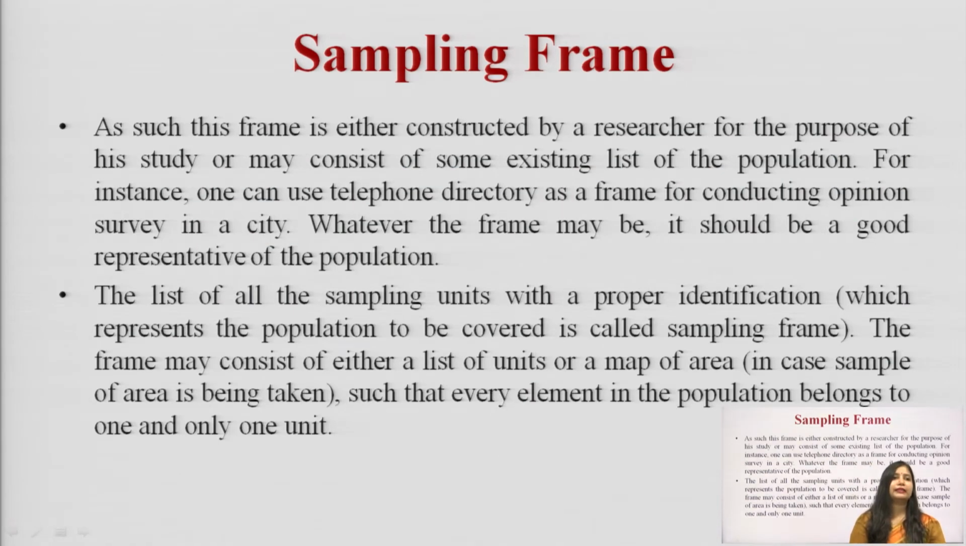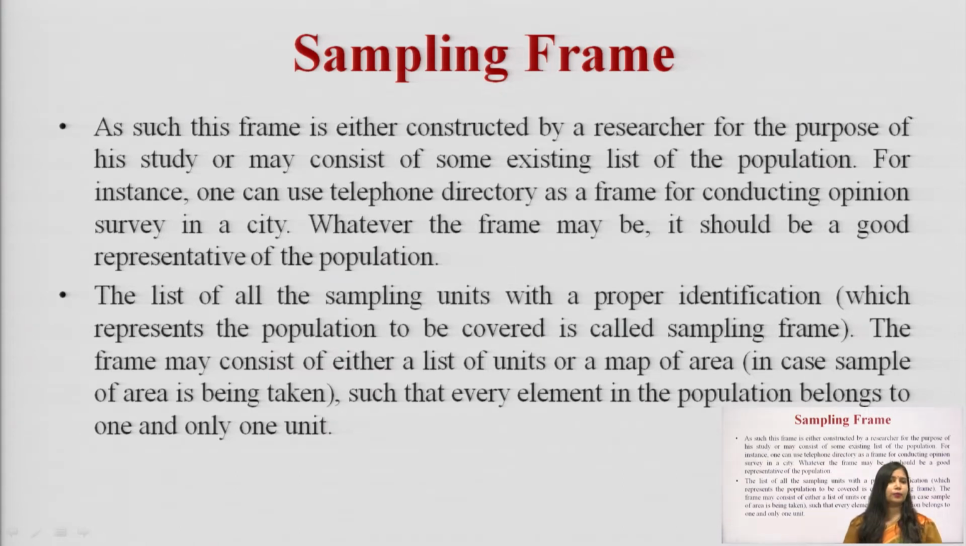This sampling frame is either constructed by the researcher for the purpose of his study, or may consist of some existing list of the population. The researcher may draw the sampling frame himself, or he can take reference of a previously drawn sampling frame on the basis of previously done research. For instance, one can use the telephone directory as a frame for conducting an opinion survey.